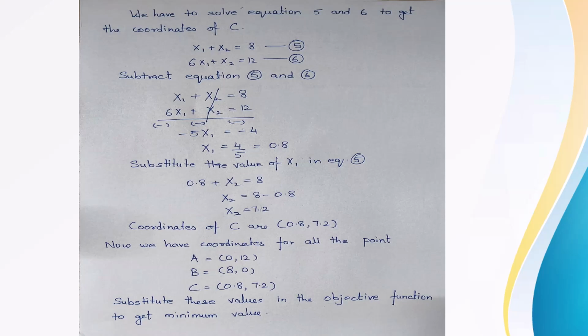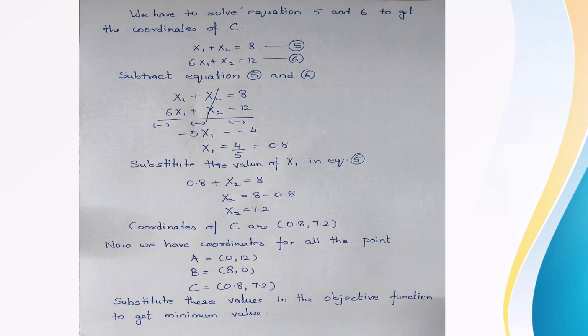Now we substitute the value of x1 in the equation x1 + x2 = 8. The value of x1 is substituted as 0.8. So 0.8 + x2 = 8, x2 = 8 minus 0.8, that will be 7.2. So the coordinates for C are (0.8, 7.2). Now we have the coordinates for all three points: A is (0, 12), B is (8, 0) and C is (0.8, 7.2).